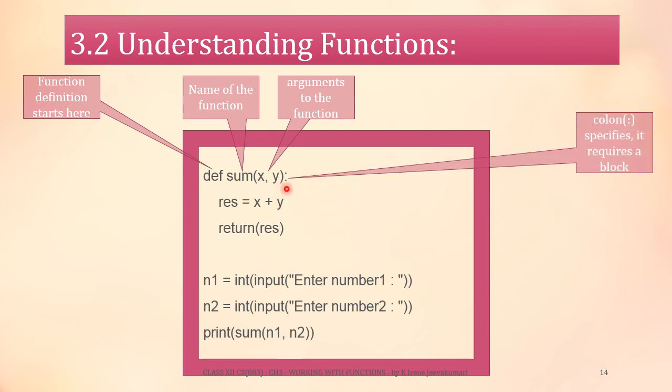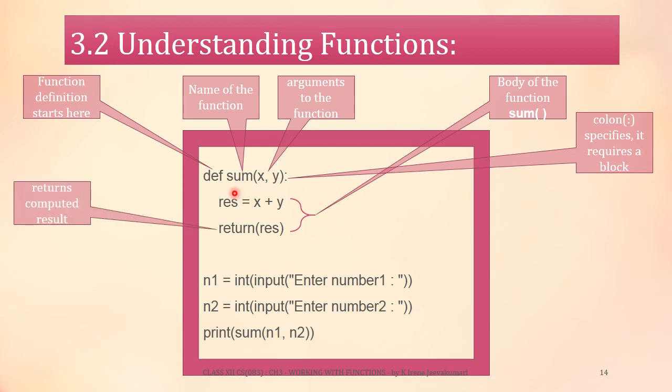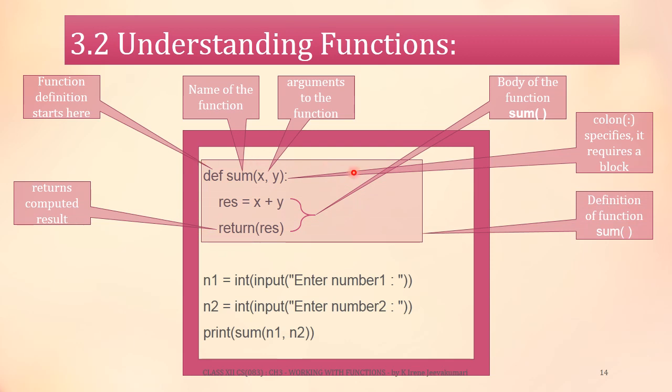And the next one, what you can see is the colon. It specifies that it requires a block. Surely this is the block. These two statements are the block of the function sum, and they are also called the body of the function sum. And this function definition returns a computed result using the keyword return. And the whole box is the definition of the function sum.